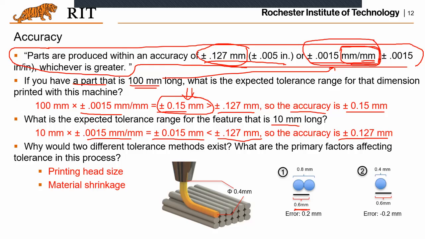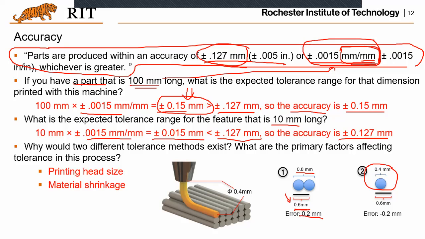You either print two lines of the material such that you have a 0.8 millimeter dimension to approximate this part, which has a 0.6 millimeter dimension. Or you just print one line of the material, which is 0.4 millimeter in dimension, to approximate the part with 0.6 millimeter. So you will have either a positive 0.2 millimeter error or a negative 0.2 millimeter error. So that's how this nozzle size will bring errors to your prints.